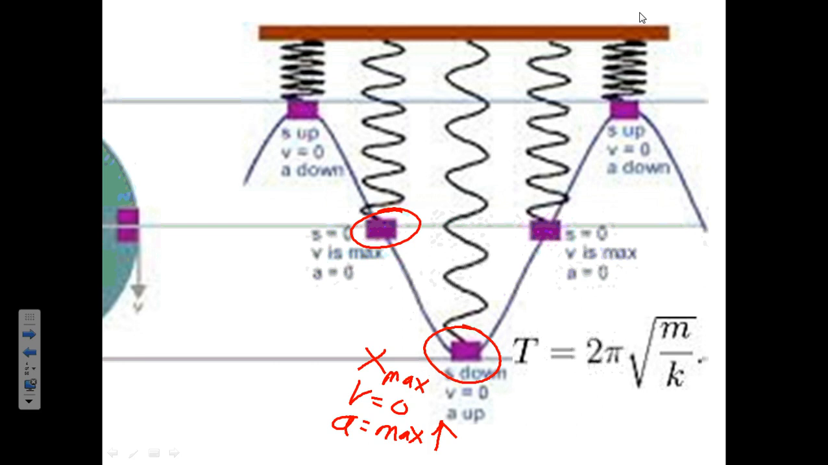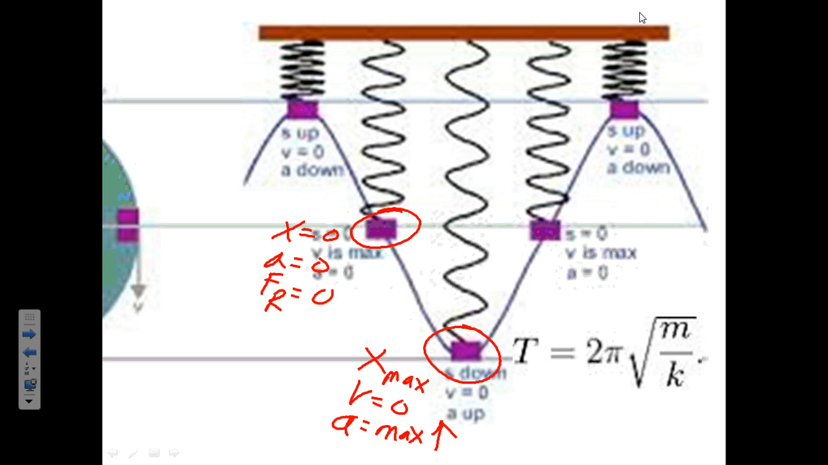Until eventually, when you get back to equilibrium, the displacement is 0. What's the acceleration at equilibrium? Remember, there's no displacement. If there's no displacement, there can be no what? No acceleration, because there's no what? What's proportional to the displacement? The force. So at equilibrium, the acceleration is 0 because the restoring force is 0.